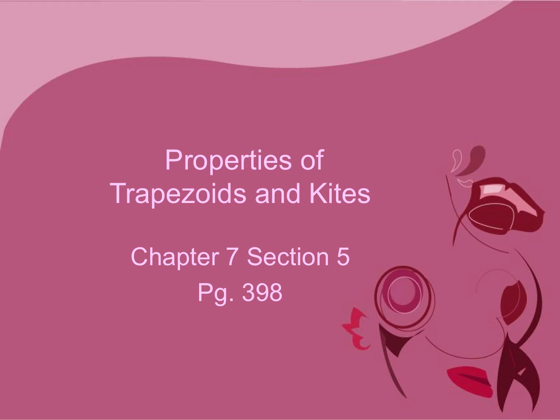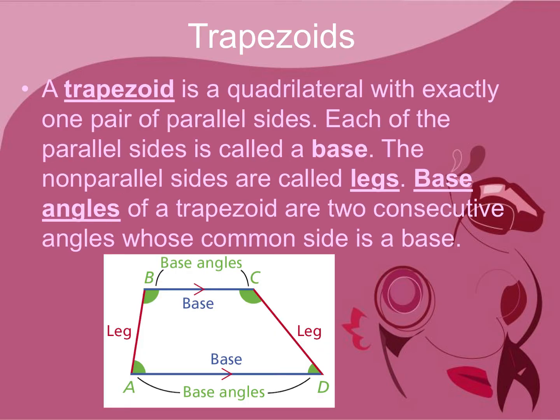So let's go ahead and take a look at the definition of a trapezoid. So a trapezoid is a quadrilateral with exactly one pair of parallel sides. If it had two pairs, then it would be a parallelogram, and a trapezoid is not a parallelogram. Each of the parallel sides is called a base. The non-parallel sides are called the legs. The base angles of a trapezoid are the two consecutive angles whose common side is a base.